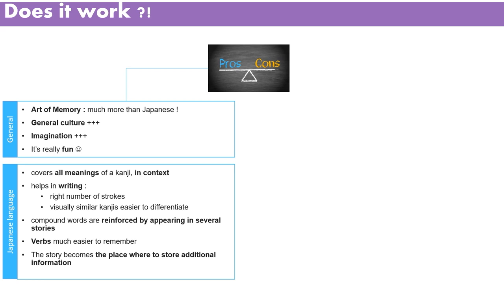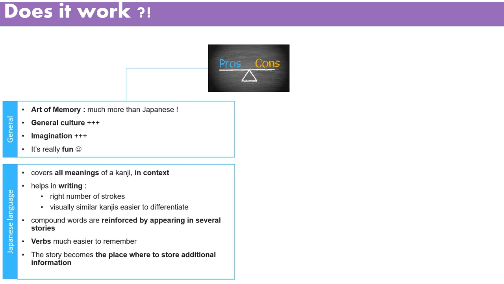But also a side effect on a problem very familiar for all Japanese learners. Visually similar kanjis. They suddenly become very easy to differentiate because the stories are completely different. The vocabulary is reinforced by appearing in several stories under different contexts. Then the verbs. I've always found it very difficult to guess the infinitive form of a verb. And in my system, with flags and countries, it really makes it super easy. And as we've seen earlier, the story becomes the place where to store additional information.